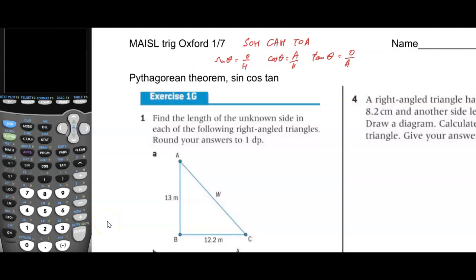Trig unit, page 1. Exercise 1G, number 1. Find the length of the unknown side in each of the following right-angled triangles. Round your answers to 1 decimal place.